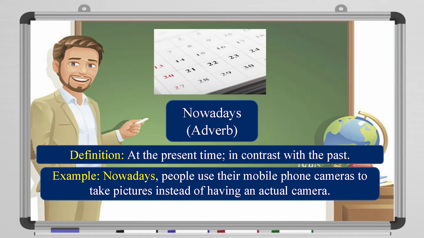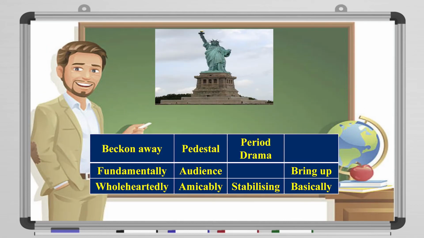Look at the example. Nowadays, people use mobile phone cameras to take pictures instead of using actual cameras. In the past, if you remember, our parents or our grandparents used to use actual cameras to take pictures. Remember those very small square pictures, and they used to blow on it so it would appear? So in the past, they used to use these cameras, but nowadays we use our mobile phones. The example again: nowadays people use their mobile phone cameras to take pictures instead of having an actual camera.